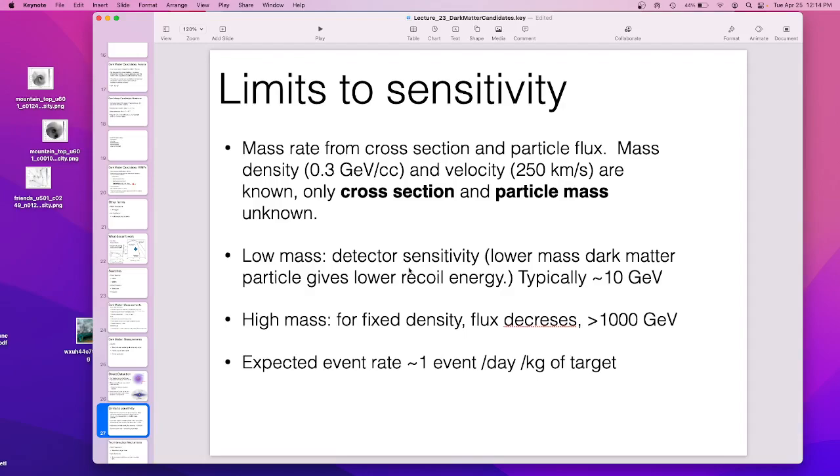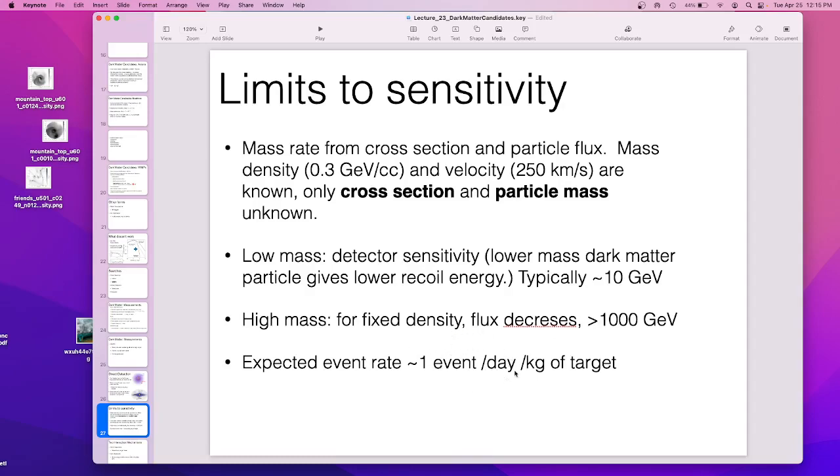Basically, I've got a tank of stuff, and in my stuff I've got nuclei. And those nuclei are made of nucleons. And when I have a dark matter particle, it'll smack off one of my nuclei, and if the dark matter particle isn't very large, it's not going to move the xenon nucleus very much. So there's a low mass limit to what can be detected. There's also a high mass limit because the flux decreases.